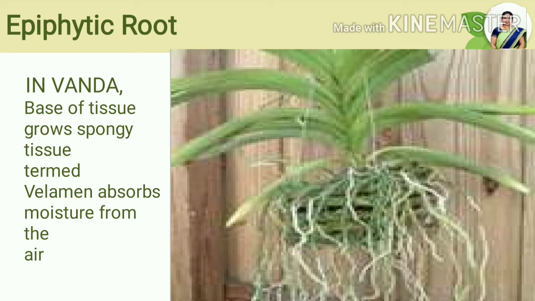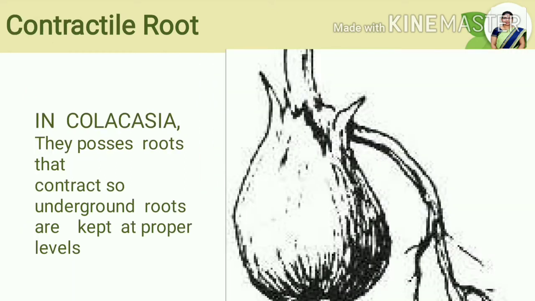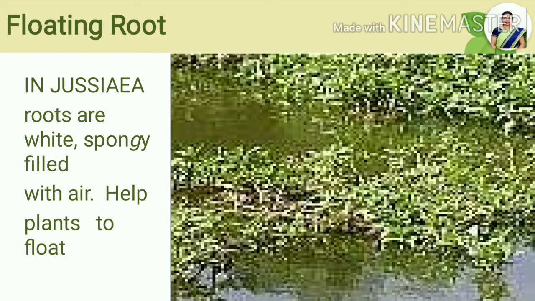So it is not rooted into the soil and it is hanging in the air, gets moisture and nutrients from the air. So it is known as epiphytic root. Contractile root. In Colocasia, they possess roots that contract, so underground roots are kept at proper levels. Floating root. In Jussiaea, roots which are white, spongy, filled with air, they help plants to float in water. So it is known as floating root.